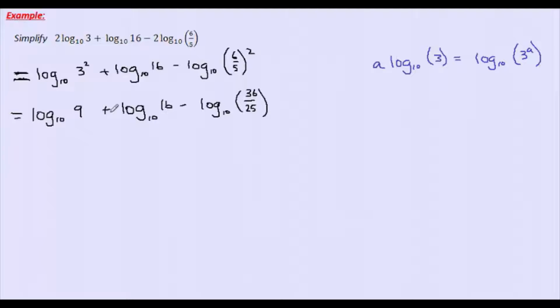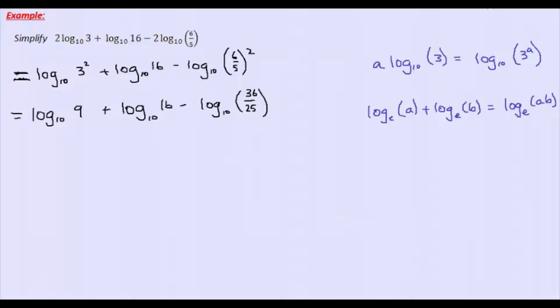Now the next thing I need to think about is when I'm adding and I have the same base, I can only do this if I've got the same base. And here, of course, I have base 10 for everything, so I'm allowed to do this. So when I'm adding, I actually can multiply these two numbers. So I could say as another law, log to the base, let's call it e this time, because it doesn't have to be base 10 as long as the base numbers are the same, a plus log to the base e of b will equal log base e of ab.